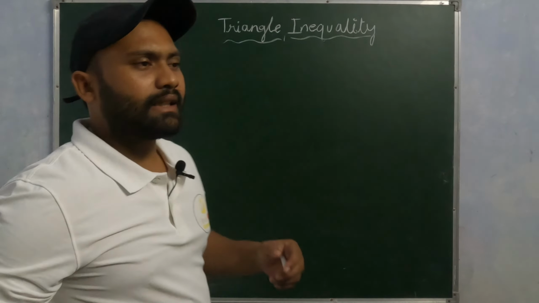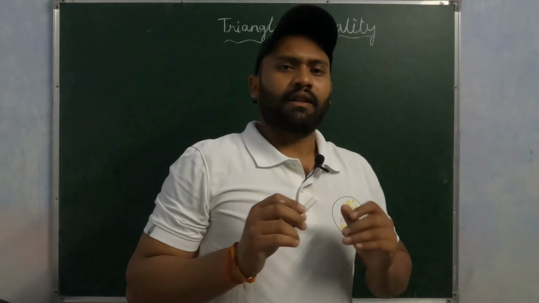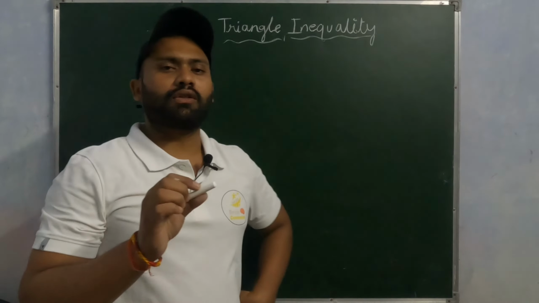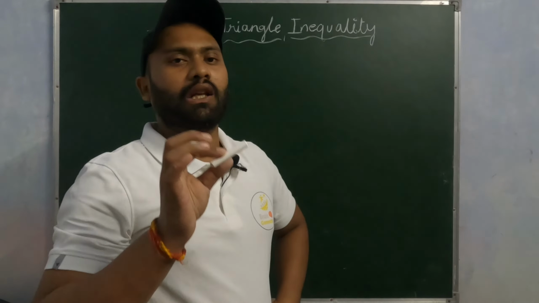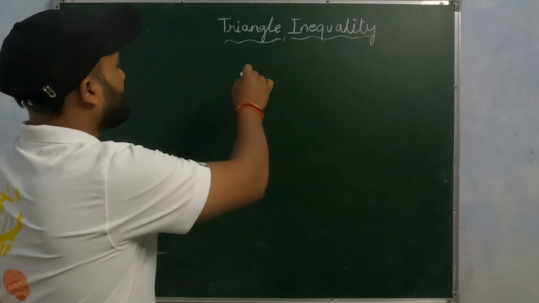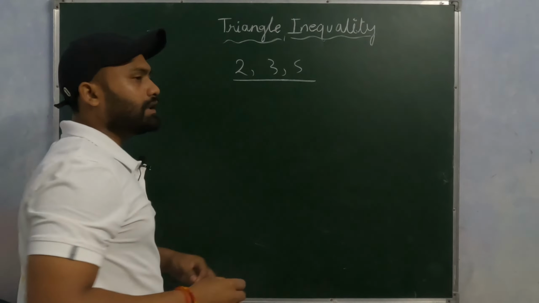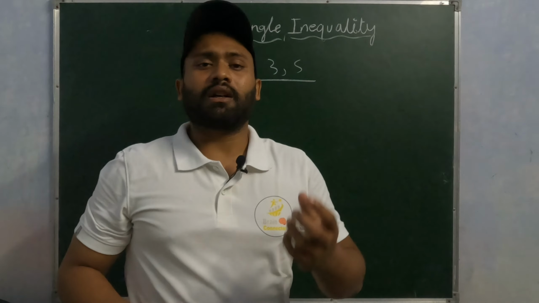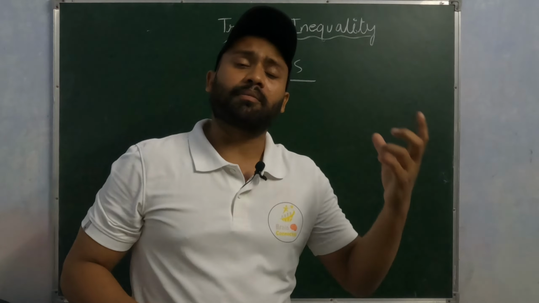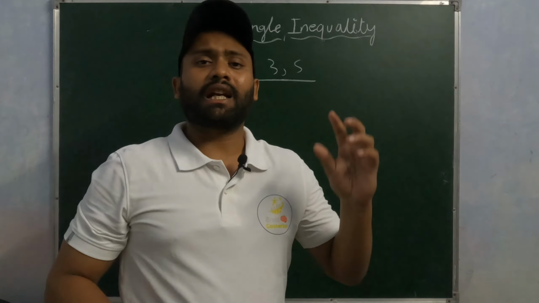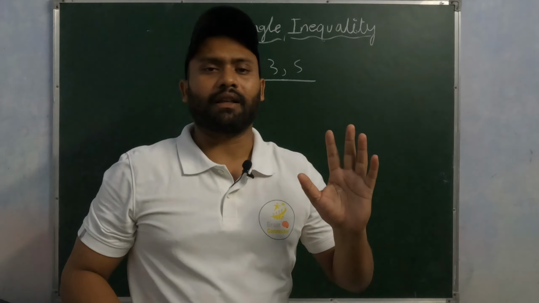Okay, let's check any three sides. Let's check whether these three sides will form a triangle or not. If these three sides, suppose 2, 3, 5, do not follow the property of the inequality theorem, it means they will not form any triangle.